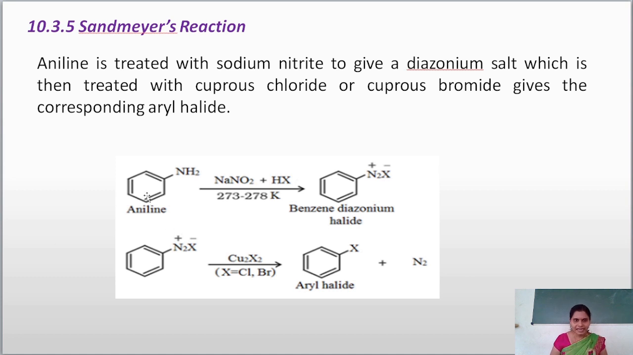This is the structure of aniline. This aniline reacts with sodium nitrite at a suitable temperature, that is 273 to 278 Kelvin, and we get the benzene diazonium halide, that is the diazonium salt. When we react this diazonium salt with cuprous chloride or cuprous bromide, we get the corresponding aryl halide and N2, that is nitrogen, as the byproduct. So remember that in Sandmeyer's reaction we react a diazonium salt with a cuprous halide and get the corresponding aryl halide.